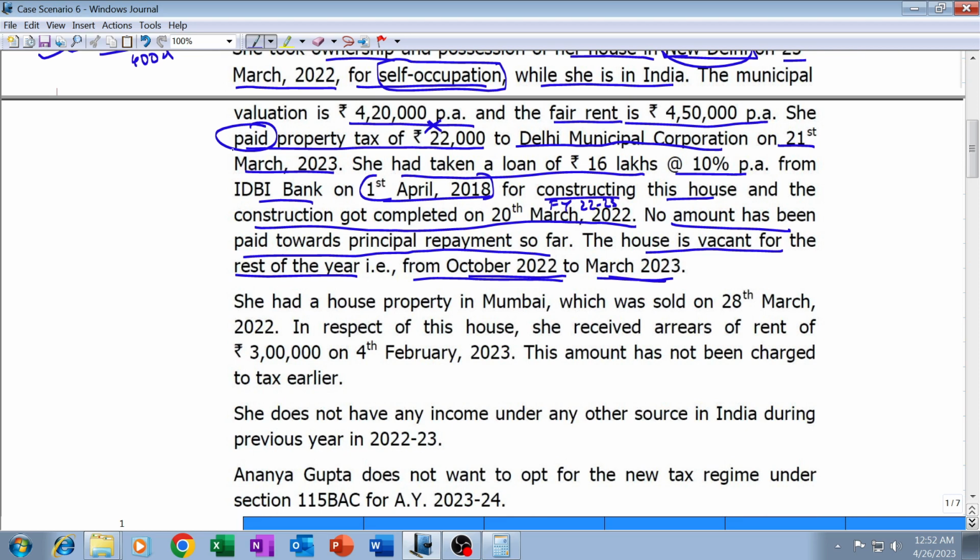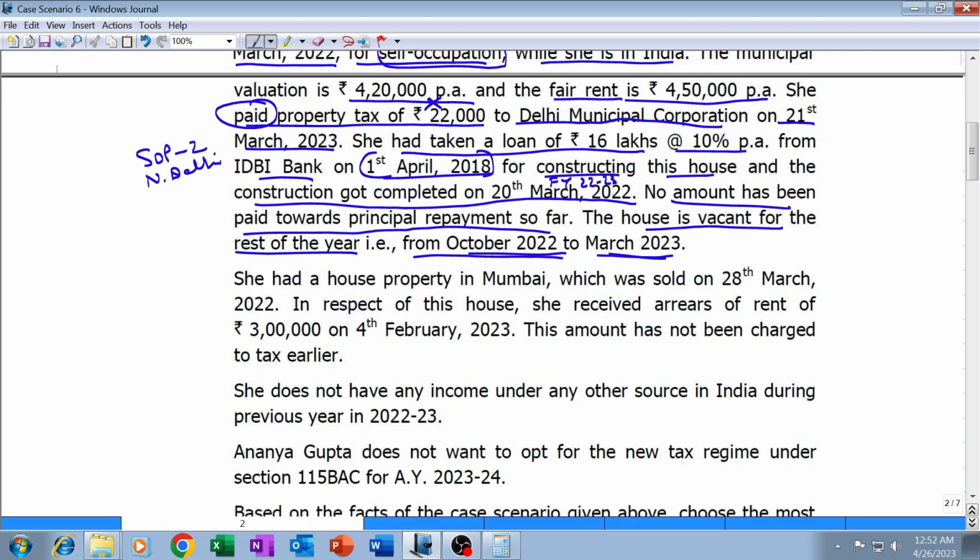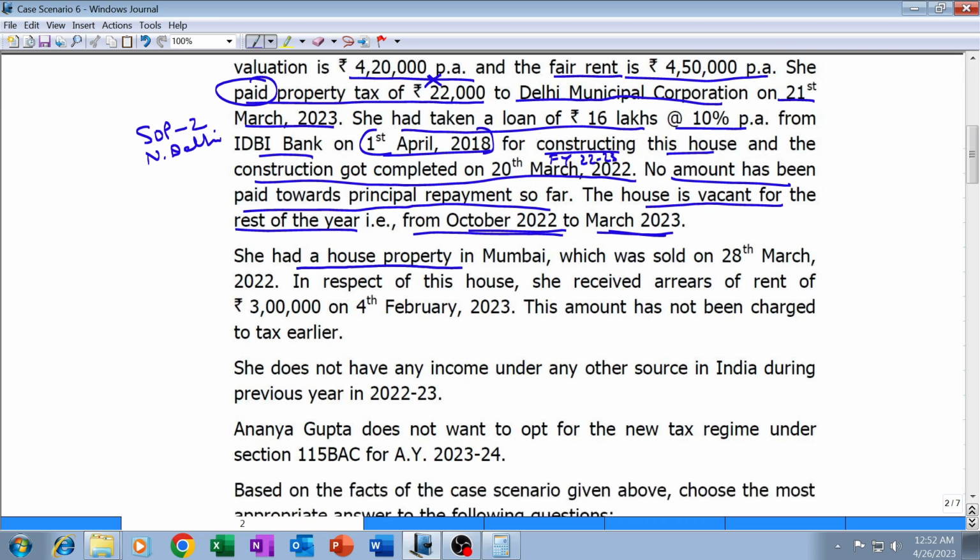Okay, so ideally this property also seems to be self-occupied property. This is self-occupied property number 2 located at New Delhi. Okay, first property is again SOP but located in New York outside India. So as far as Indian properties are concerned, this is the first property in India. She had a house property in Mumbai.